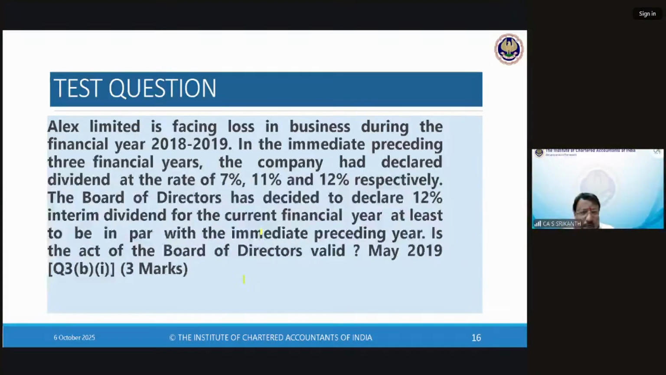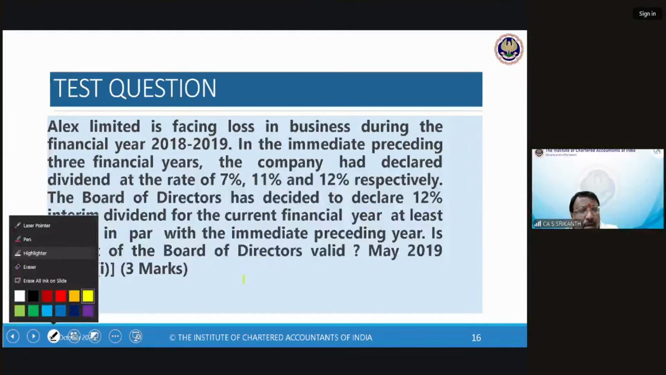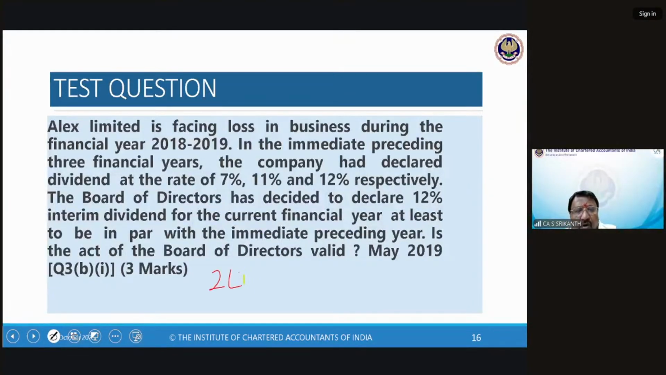For example, we are now looking at 25, 26. So I have to look at dividend declared for 25, 26, 24, 23, 3 years. Suppose 23, no dividend. In 24, I declared 20%. In 25, I declared 24%.